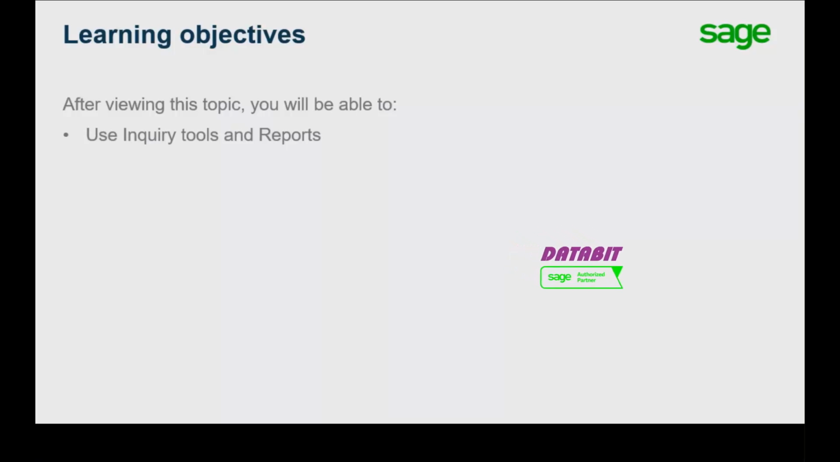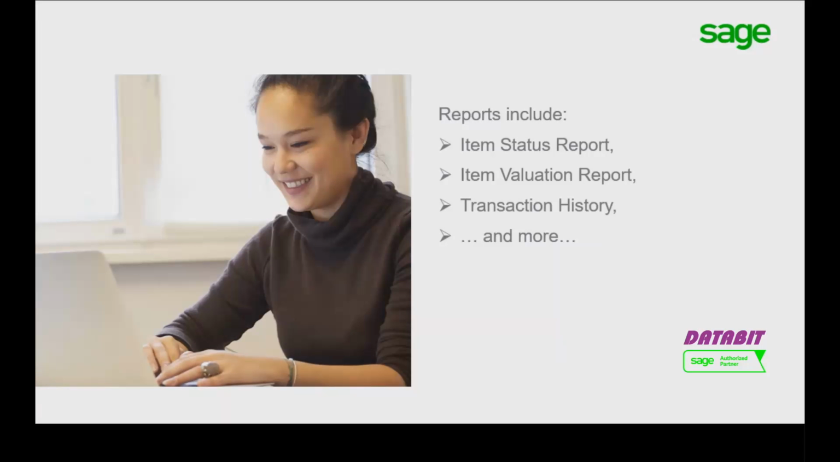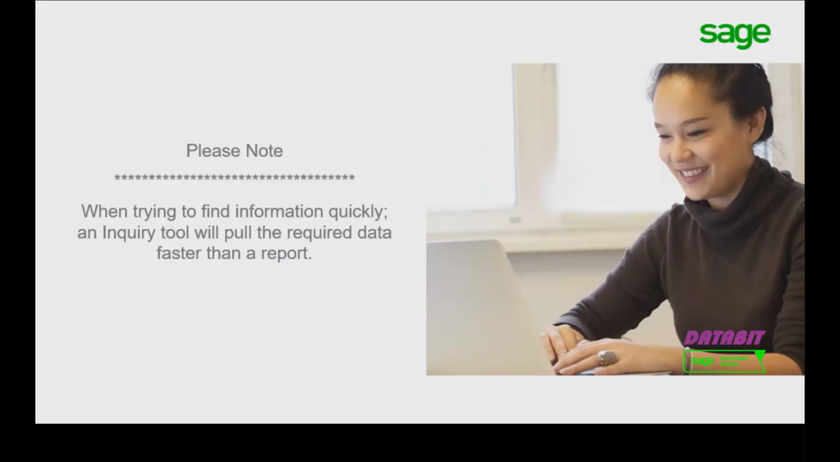Explain how to quickly find the information needed to make effective business decisions using inquiry tools and reports in Inventory Control. Inquiry tools include sales statistics, transaction statistics, current transaction inquiry, item location detail quantity inquiry, and stock transaction inquiry. Reports include the item status report, the item valuation report, and the transaction history, to name a few.